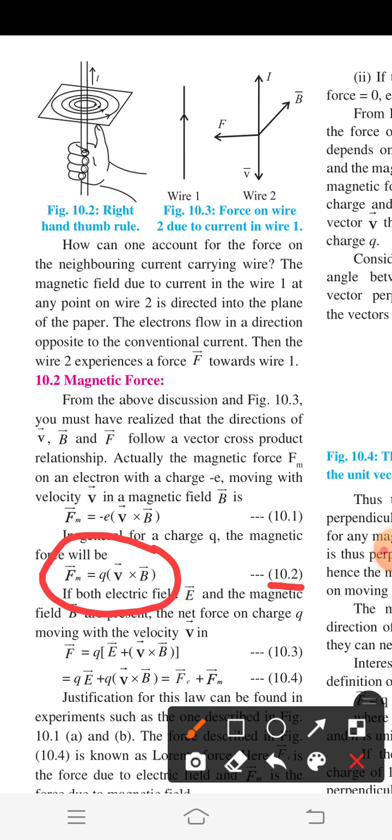If both electric field E bar and magnetic field B bar are present, the net force on charge q moving with velocity v bar is, जर मॅग्नेटिक फील्ड आणि इलेक्ट्रिक फील्ड दोन्ही प्रेझेंट असेल आणि नेट फोर्स ऑन चार्ज क्यू वरती असणारा F bar इज इक्वल टू टोटल फोर्स ऑन द चार्ज q. If magnetic field B bar and electric field E bar are present, then total force on charge q is given by F bar is equal to q into E bar plus v bar cross B bar. Equation number 10.3.